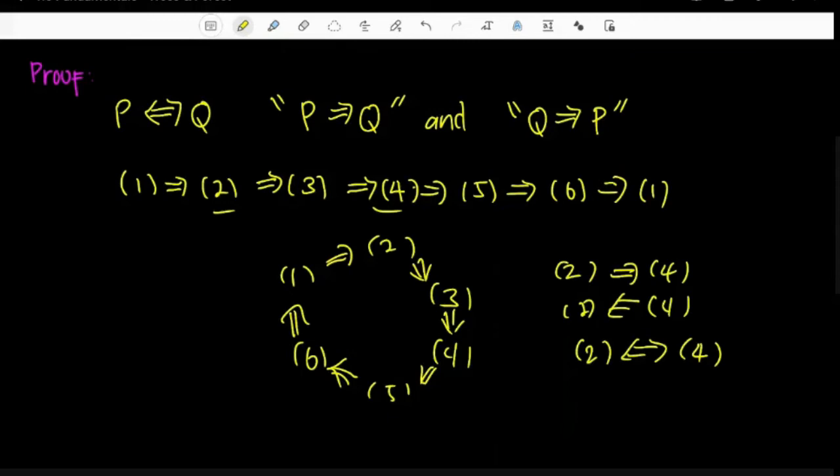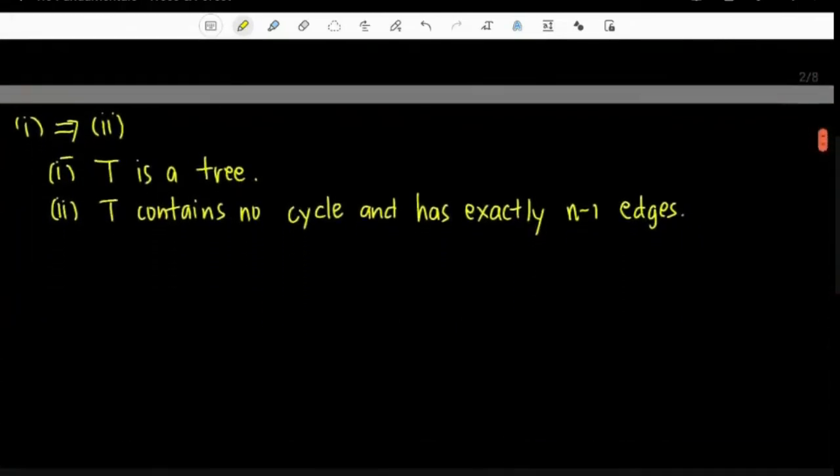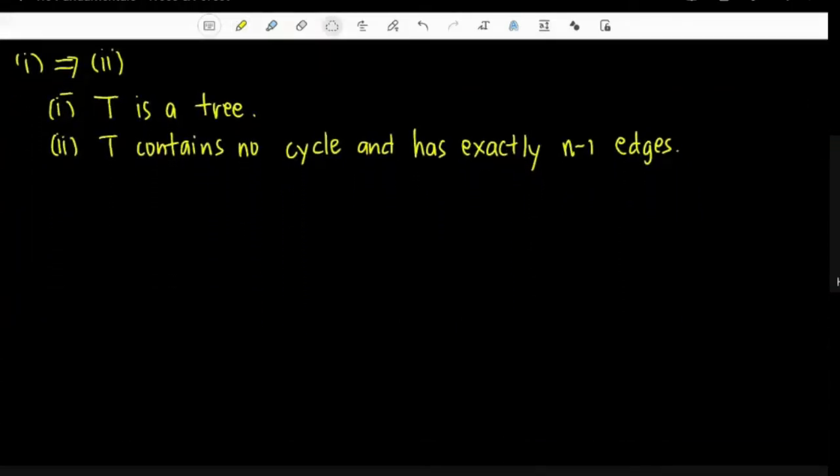So if T is a tree, then any of the other 5 statements will also be true. We now proceed by proving these 6 implications to show that the 6 statements are equivalent. So first, let's prove 1 implies 2. We first assume that T is a tree, and then we show that T contains no cycle and has exactly n minus 1 edges.